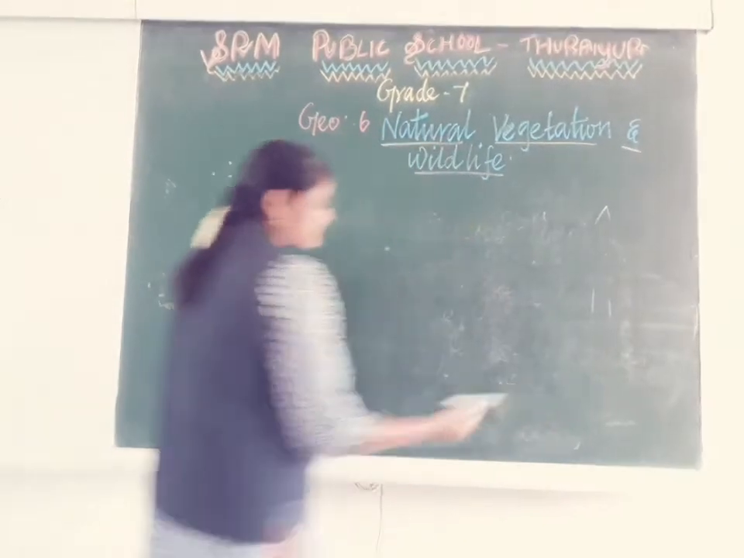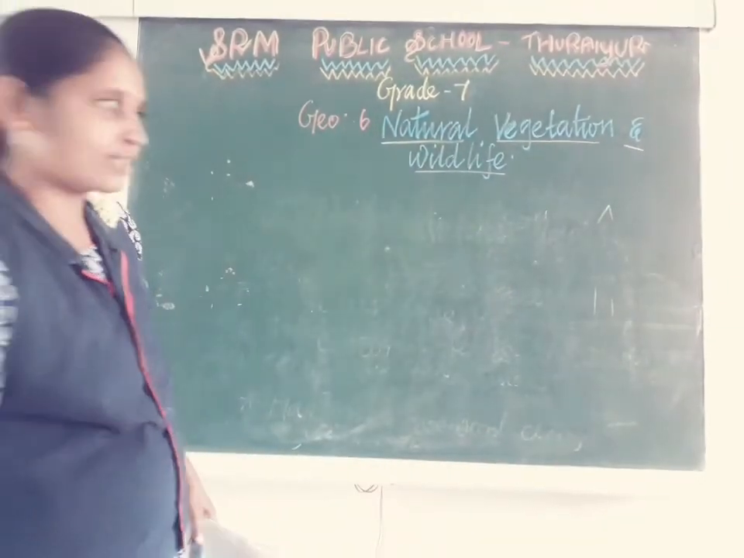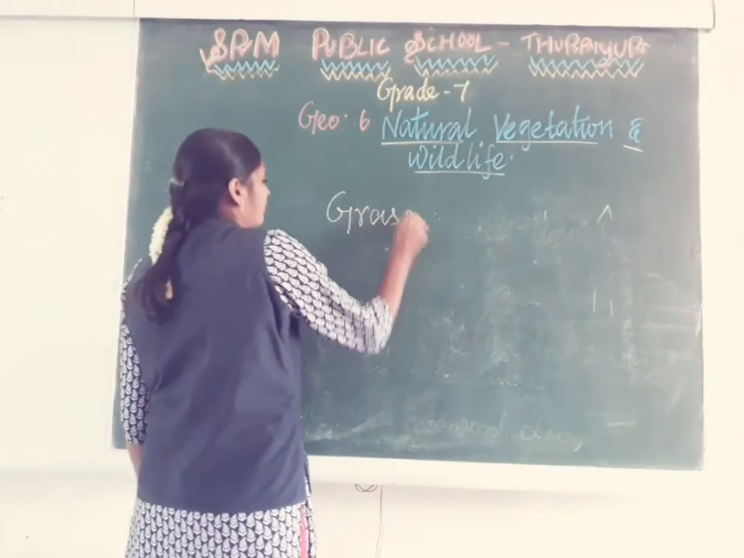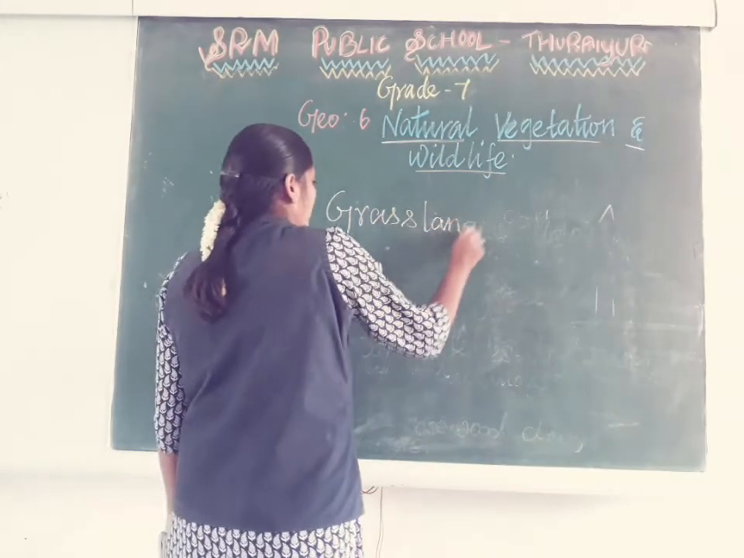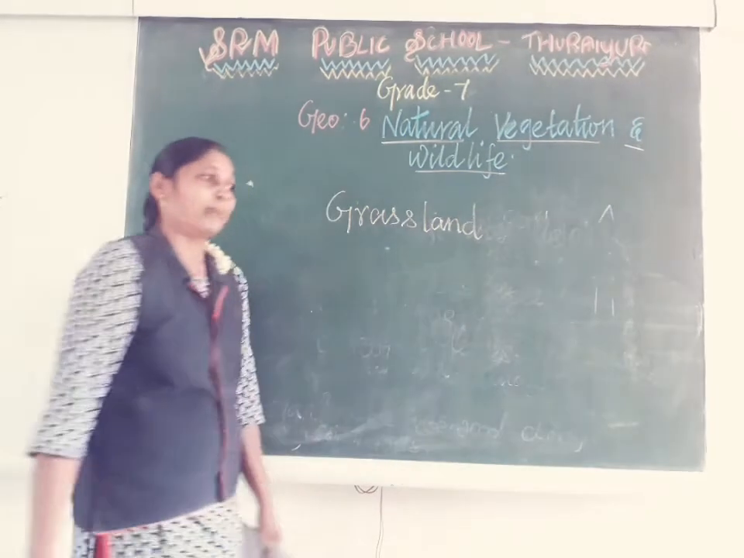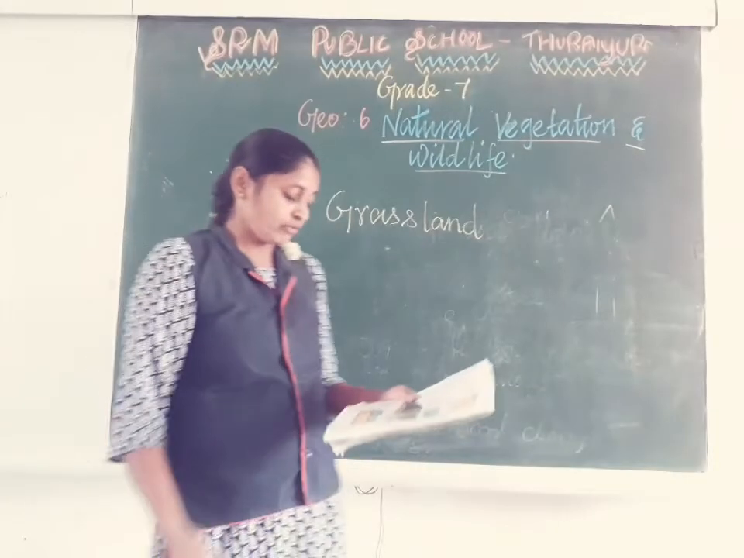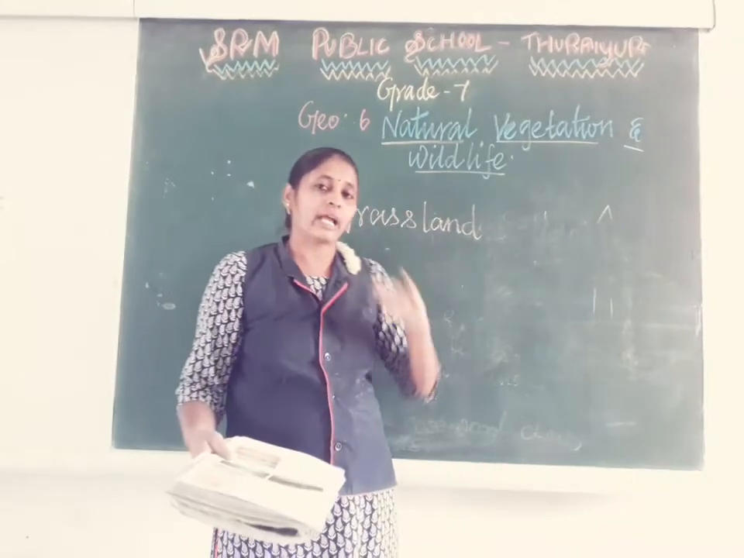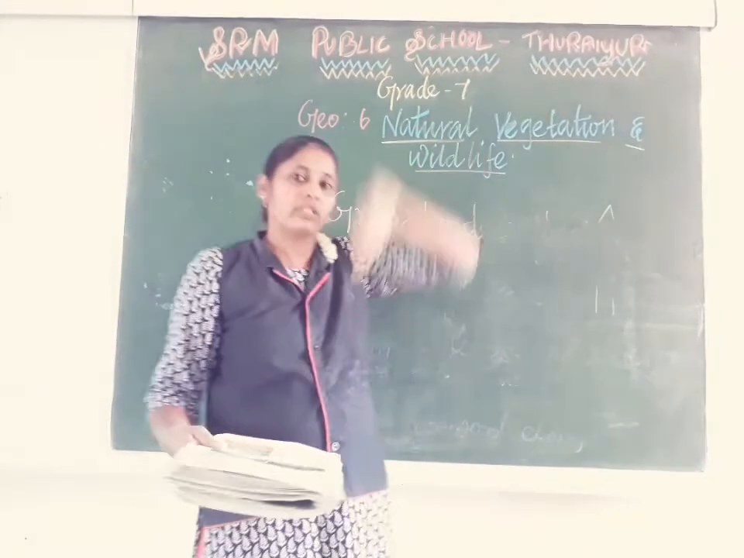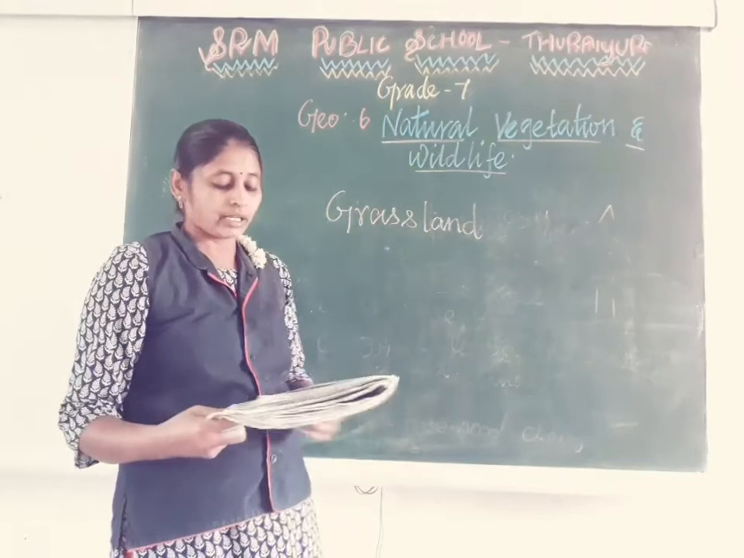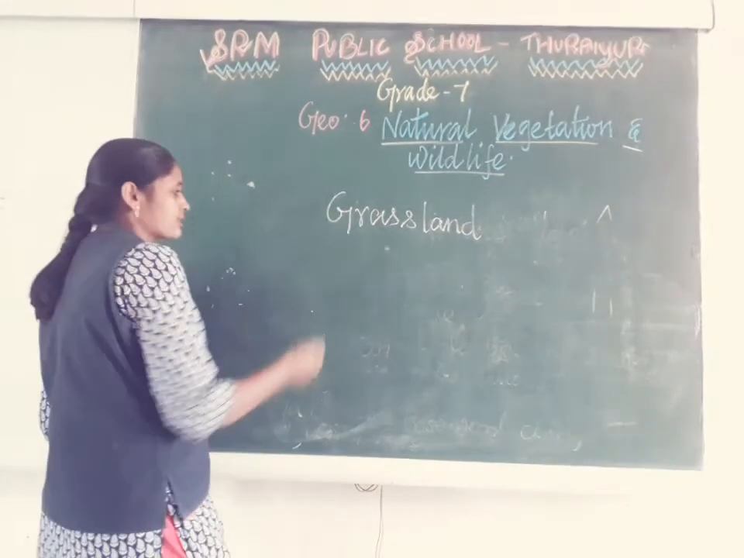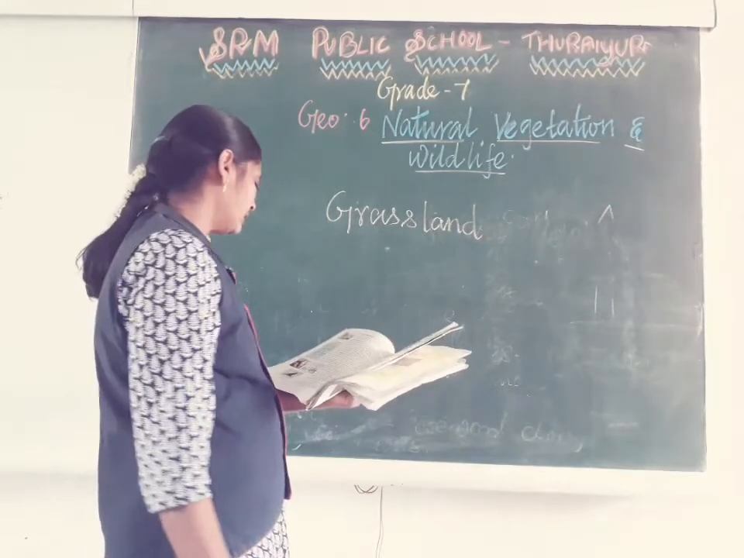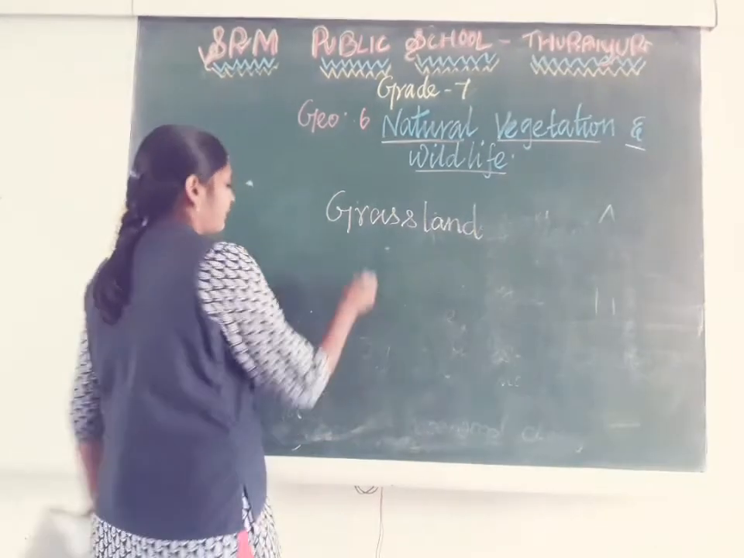So grassland, you know very well what grass is. Grass is a very small plant that will grow in all places. But in many places the grass will also grow up to our height, 5 to 6 feet in some places. So the grassland is also divided into different names: tropical grassland and temperate grassland.